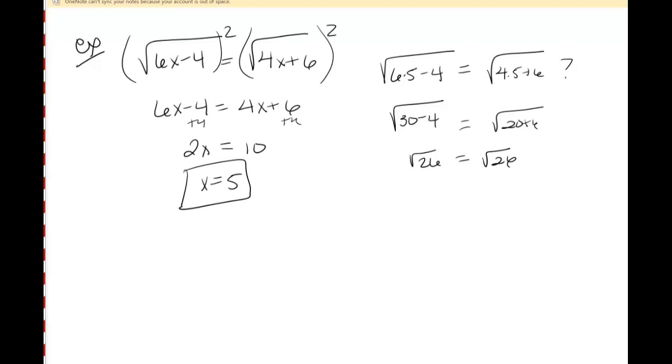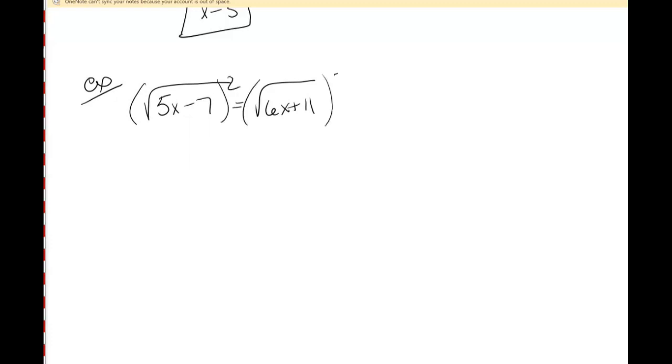So that works. All right, let's do one more for you, and you're going to be good to go here. What if I have the square root of 5x minus 7, and that's going to equal the square root of 6x plus 11? All right, same scenario as before, where I've got everything underneath the radical, so the very first thing I have to do is square both sides.